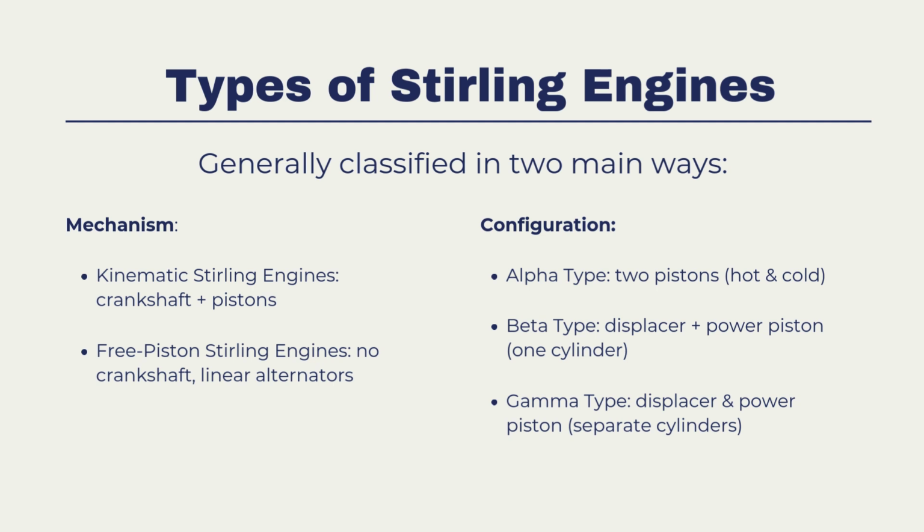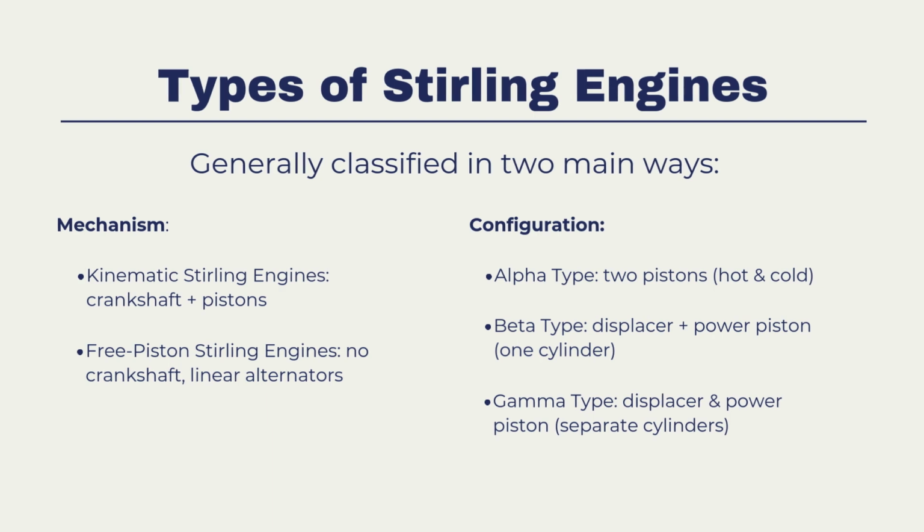To wrap it up, by mechanism, the kinematic is like a car engine with a crankshaft, while free piston makes electricity directly. And by configuration, alpha has two pistons, hot and cold, beta type has only one cylinder, and gamma type has a separate cylinder. Each type has its own strength, and that's why Stirling engines are used in different ways.